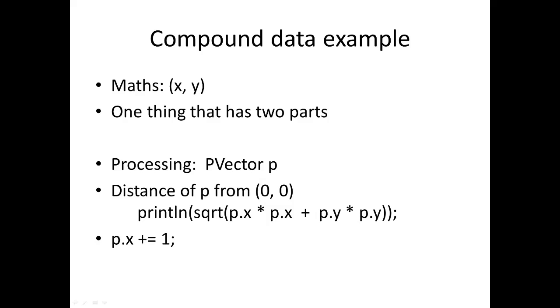If we think about things, for instance, in maths, when we think about XY coordinates, we say, okay, what's the location on a two-dimensional plane? It's got two parts to it. It's got an X part and a Y part. Well, we want to look at how we can represent that in Processing. We can have a PVector which corresponds to that, and we'll go into some more detail about it shortly, but briefly we can see that it's got two parts to it. There's an X part and a Y part, p.x and p.y, and we can do operations on it there. And here we're trying to work out the distance from the origin, which is the square root of x squared plus y squared.